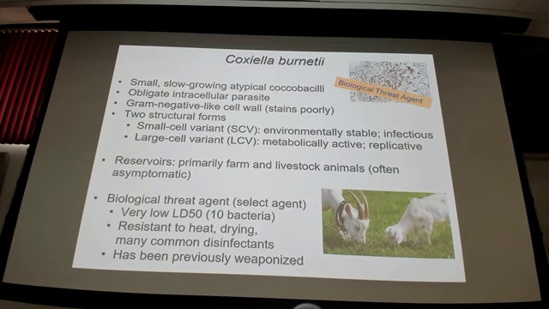So it was investigated as a biological weapon by the United States prior to the Biological Weapons Convention, and many other countries as well looked into weaponizing it. Very low LD50, those environmental resistance factors we mentioned. So for those reasons, it was researched for that purpose.